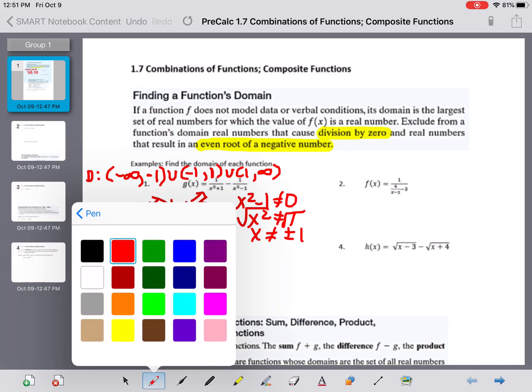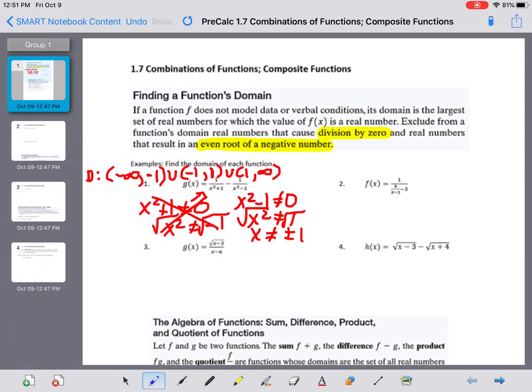Okay, number 2. I've got multiple fractions here, fractions within fractions. So my first one in this little fraction right here, I do not want 4 over x minus 2. Let me start this one instead. I do not want my x minus 2 to equal 0. Well, if I added 2, x cannot equal 2. So that's one thing, I can't have it equal 2, because that would make that fraction by itself have a denominator of 0.